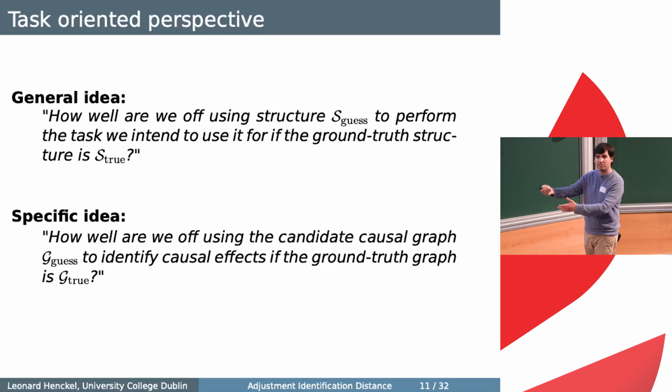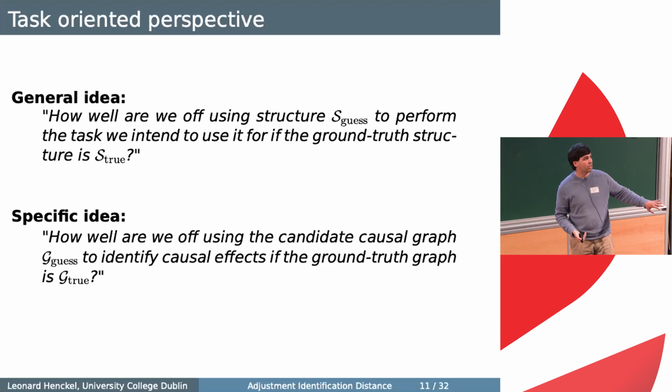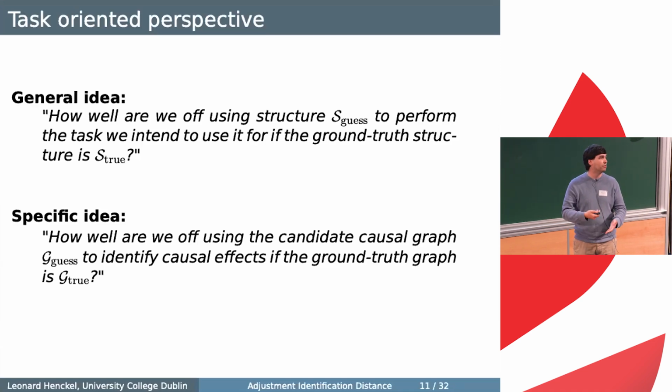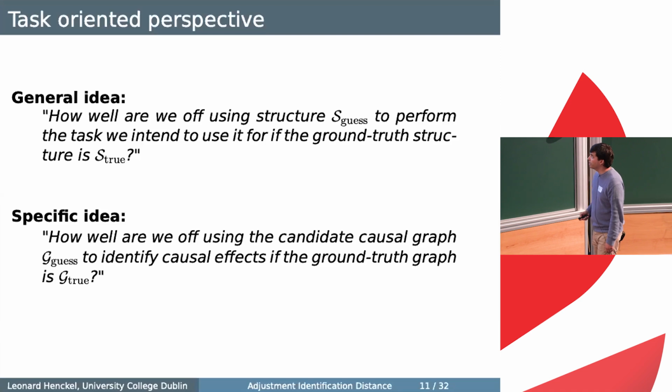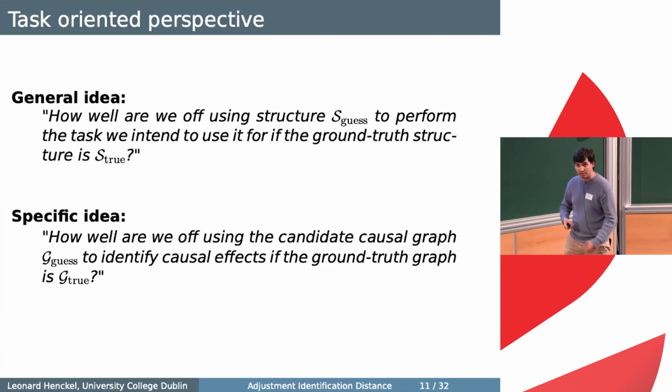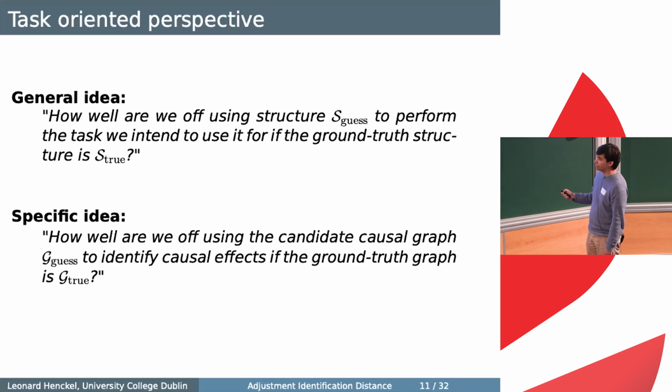In other words, suppose we learned this S-guess structure, then somebody tells us, oh, by the way, the whole time S-true was the real structure, and we did whatever we wanted to do with it. Would we have messed up or not? And more specifically, because we want to focus on causal graphs, here we will focus on a specific task, which is how well would we do if we wanted to identify causal effects.